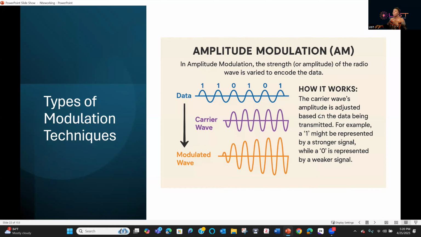How it works, the carrier wave's amplitude is adjusted based on the data being transmitted. For example, a 1 might be represented by a stronger signal, while a 0 is represented by a weaker signal. Like, you know what? On my phone, I have just one bar of network. I don't have a connection. This is exactly what we are talking about, right? 1 is a stronger signal. 0 has to do with a weaker signal.